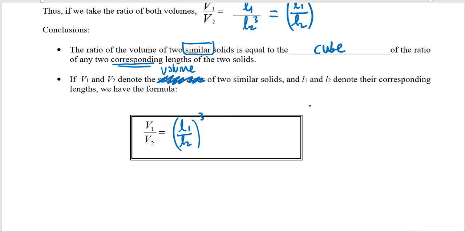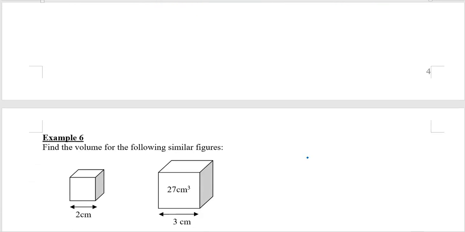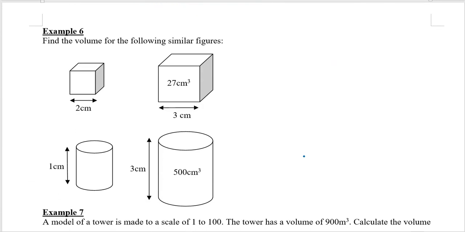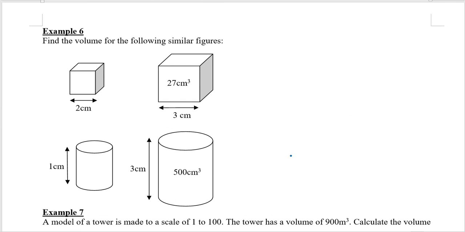Just a recap, for similar area, it was L1 over L2. It looks very similar, but instead of a cube, it was a square. But when it comes to volume, it is L1 over L2, over whole thing cube. Now we are going to go through example 6 to example 9 to apply our similar volume ratio.